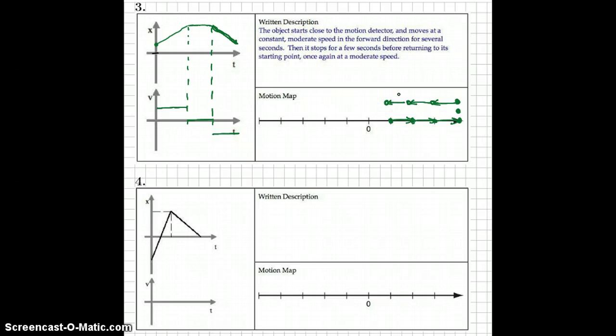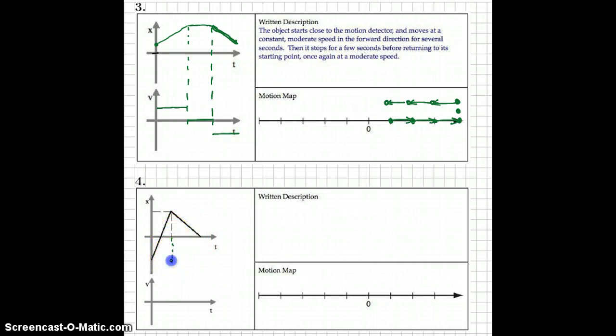Alright, in 4 we start with a position graph again. Here we start at a negative location and we're going in the positive direction fairly quickly because that's fairly steep. Then we come back the other way towards the origin more slowly.